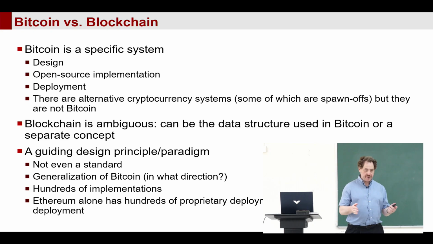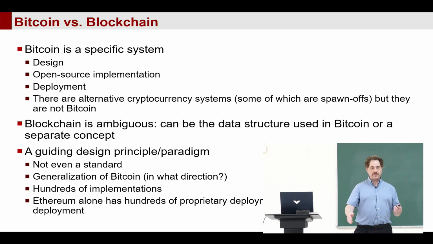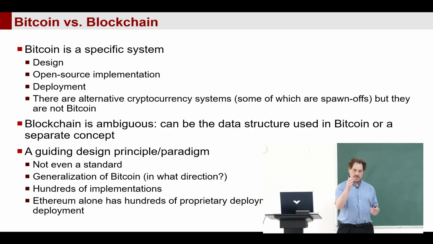And even though, as mentioned, many systems originated from Bitcoin, and many other cryptocurrencies, many spin-offs, forks with just minor differences, they are not called Bitcoin, so there is no confusion.